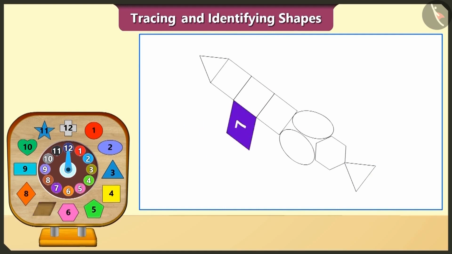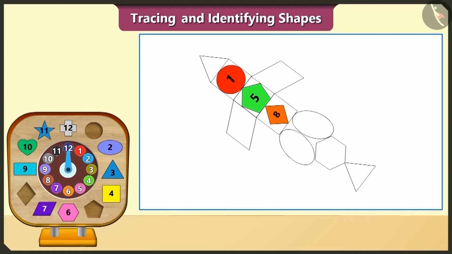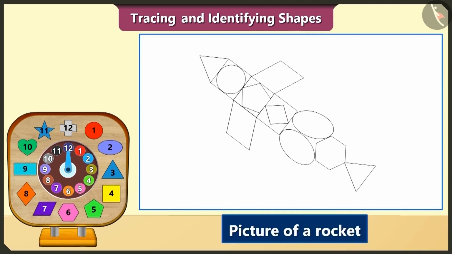Now we will take the quadrilateral block and place it like this and then trace it, and we will draw 2 quadrilaterals. Now look at these blocks. This is a circle, this is a pentagon, and this is a rhombus. Now we will place these blocks in the 3 traced squares shapes and trace them. Oh wow! This is a picture of rocket.